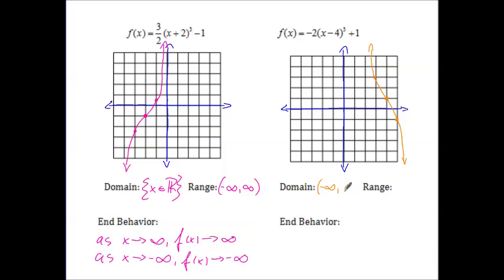Our domain is again from -infinity to +infinity. Our range is the same, all real numbers. Now the end behavior will be a little bit different this time. As x goes to +infinity, f of x goes to -infinity, and as x goes to -infinity, on the other hand, f of x goes to +infinity.